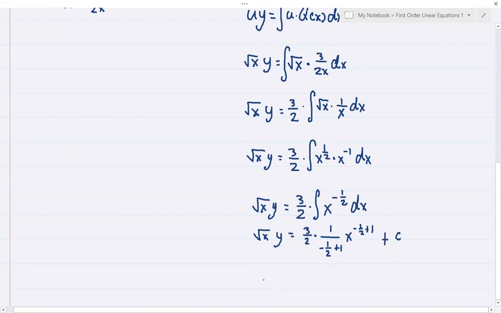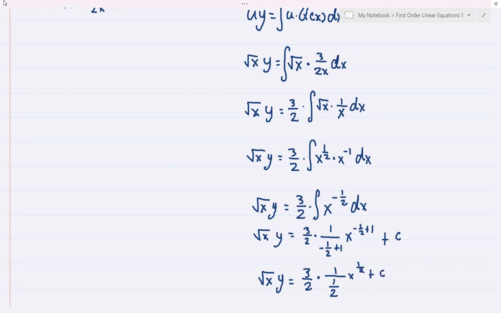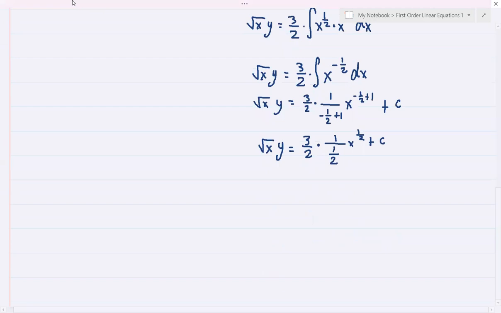Okay, so here we will have the result of 3 halves times 1 all over 1 half times x raised to 1 half plus c. So if you're going to simplify 1 all over 1 half, this would be 3 halves times 2x raised to 1 half. Okay.